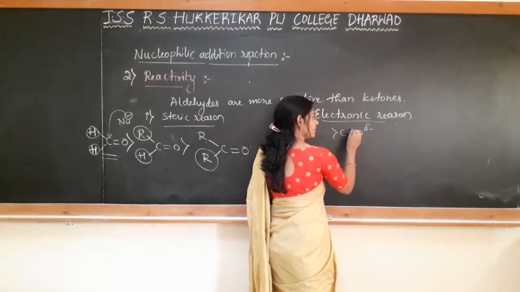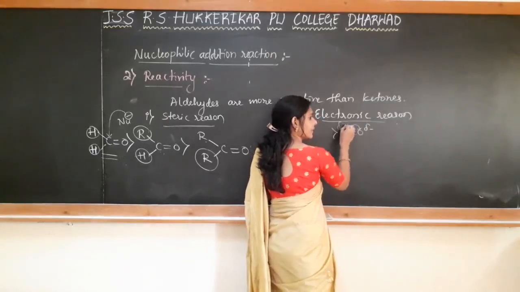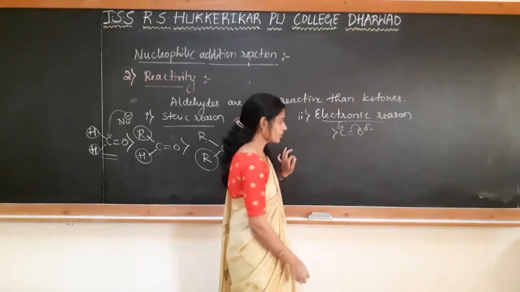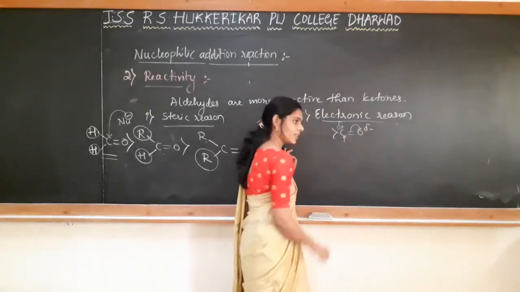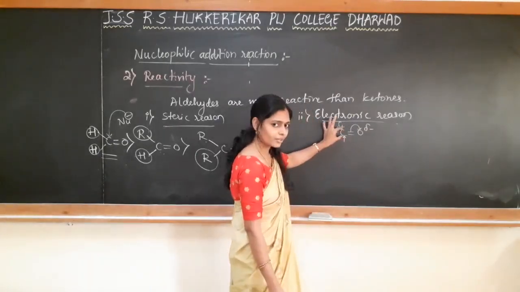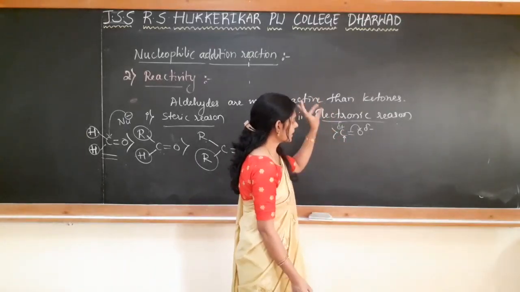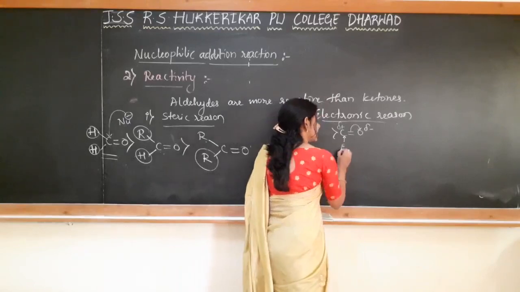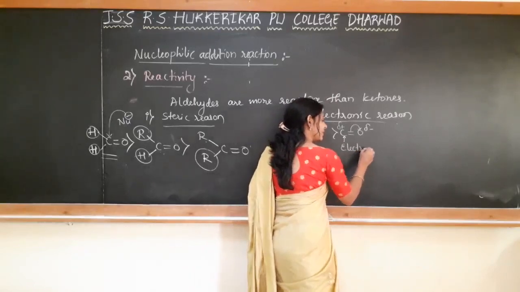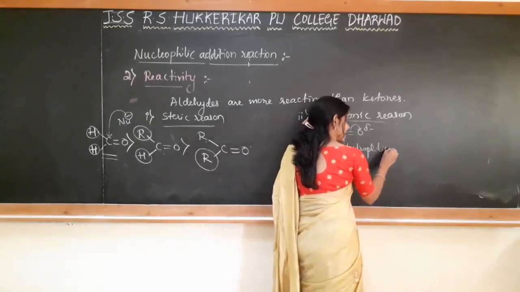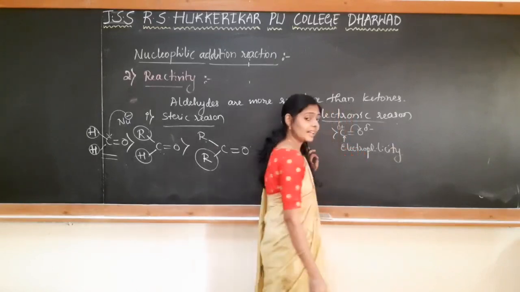Oxygen, being more electronegative, withdraws electrons towards itself. The carbonyl carbon carries a partial positive charge, so it becomes electron deficient. Electron density will reduce on the carbonyl carbon. So the carbonyl carbon has reduced electron density, which means it has electrophilicity. The property is called electrophilicity.